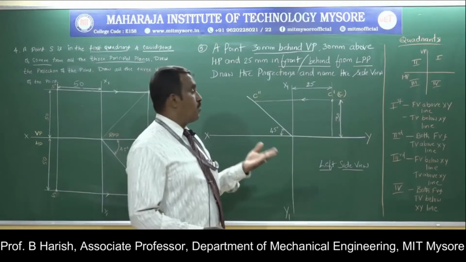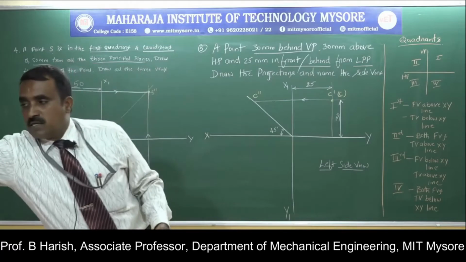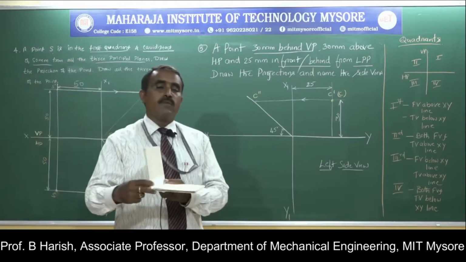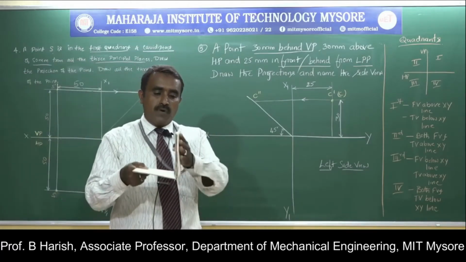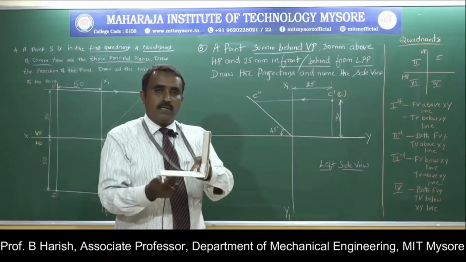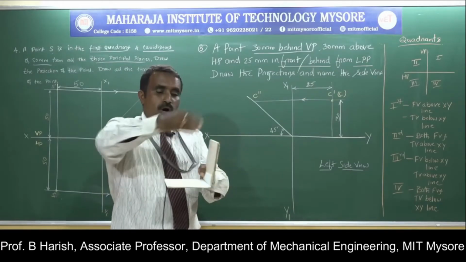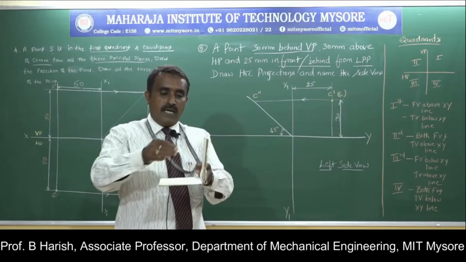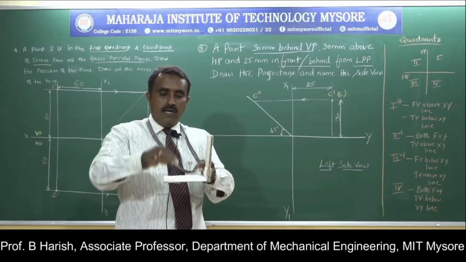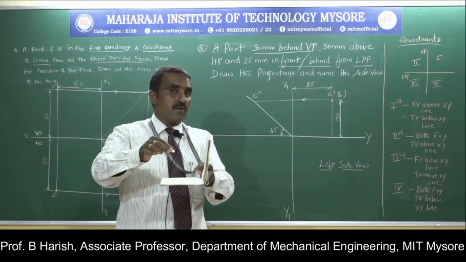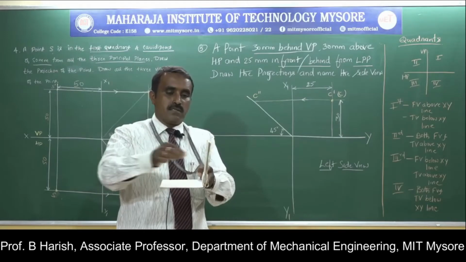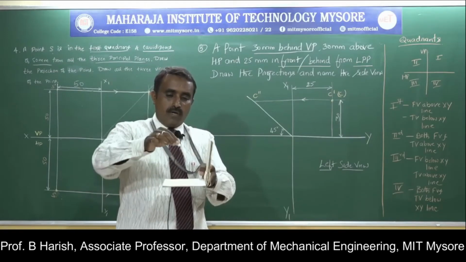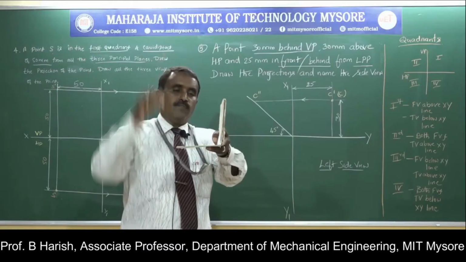So where will be the point? Just imagine which will be the coordinates. It's behind VP, this vertical plane, and above HP. That's what is given, so the point is in the second quadrant. So 30 mm behind here, 30 mm above here. The distance is the same. Given distance is 30 mm behind, 30 mm above. Somewhere here will be your point.